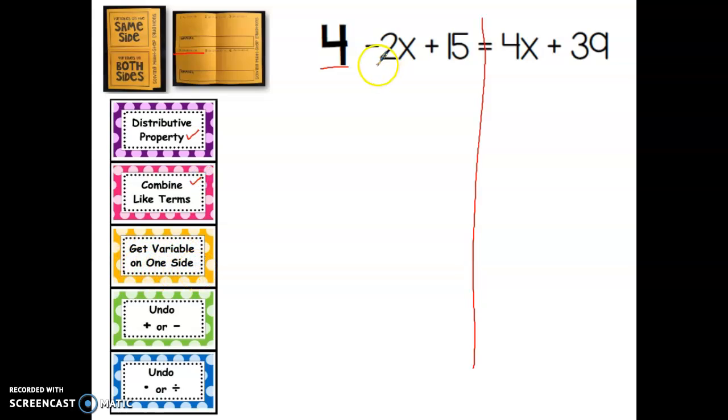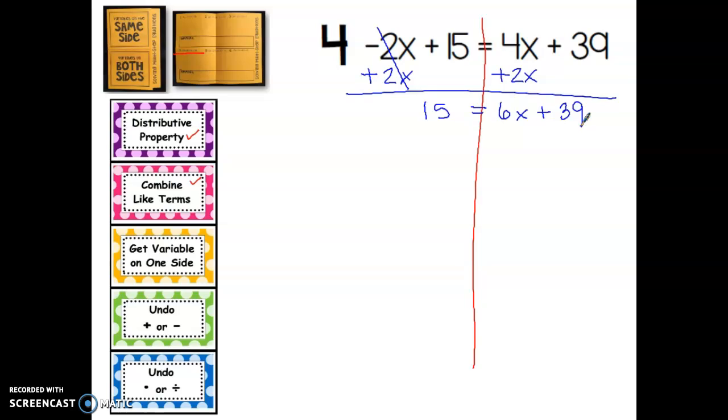Okay, this is the first time we've encountered variables on both sides of the equal sign. So we have that 4x and the -2x. If we look at those, you can add 2x to both sides to get a 0 pair. And now we have our variables on the same side of the equal sign. We're left with 6x plus 39. So we got our variable on the same side.